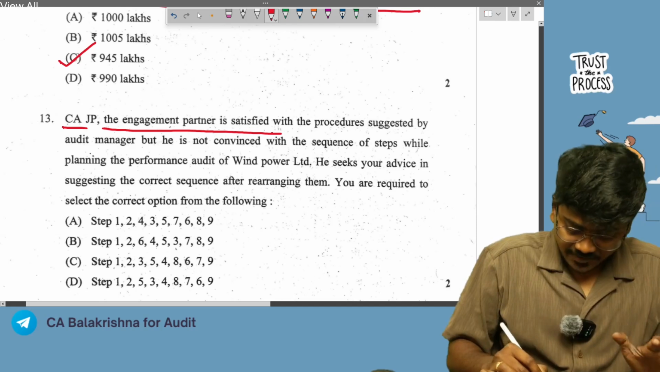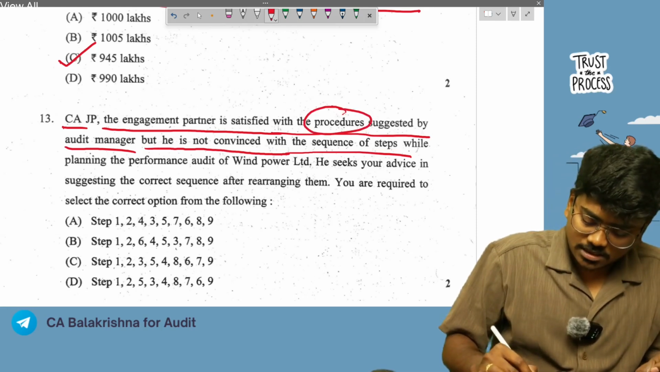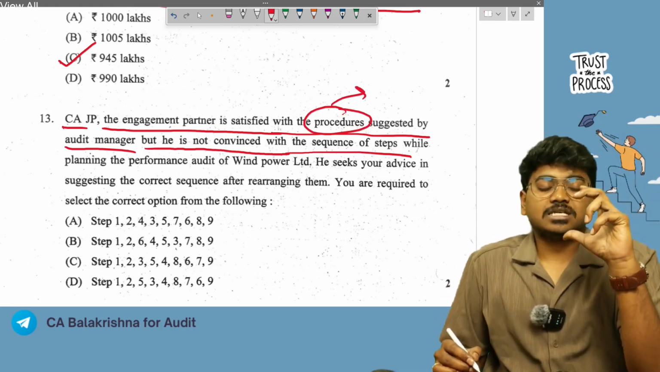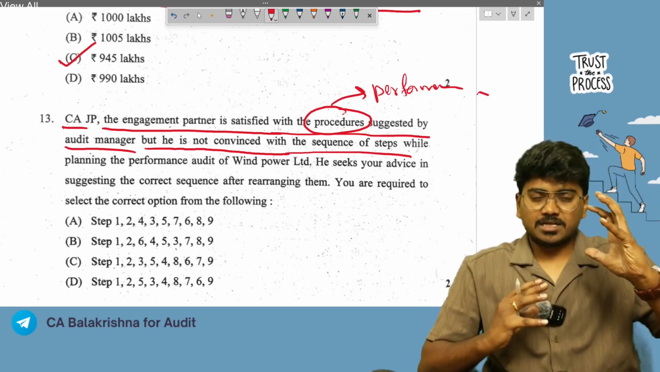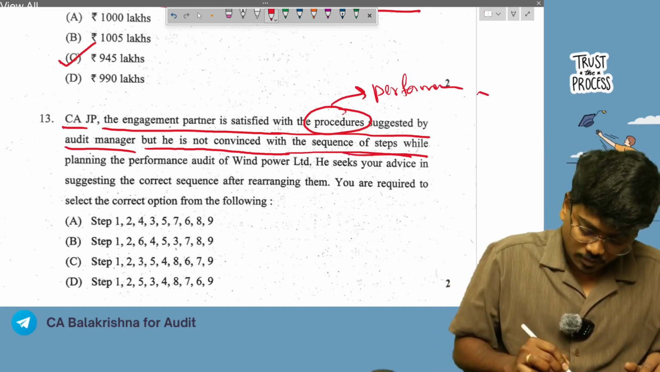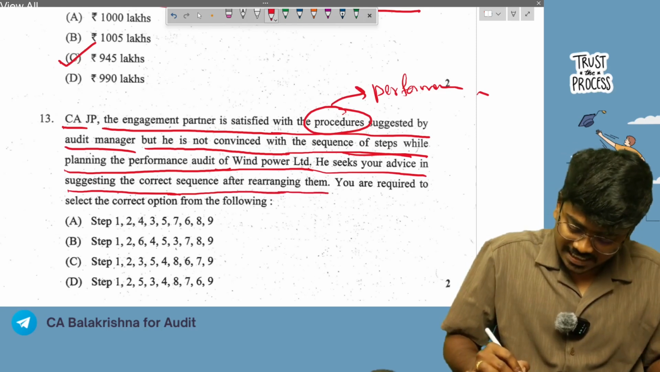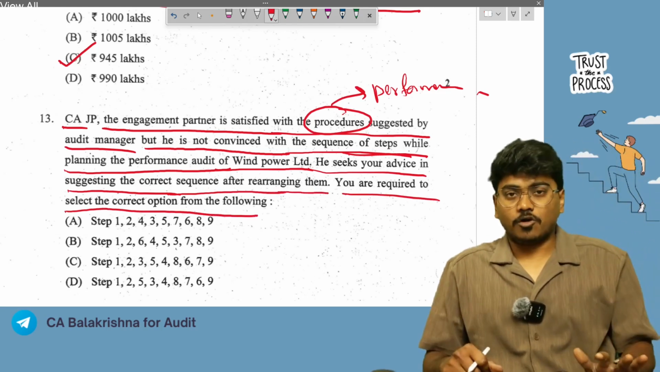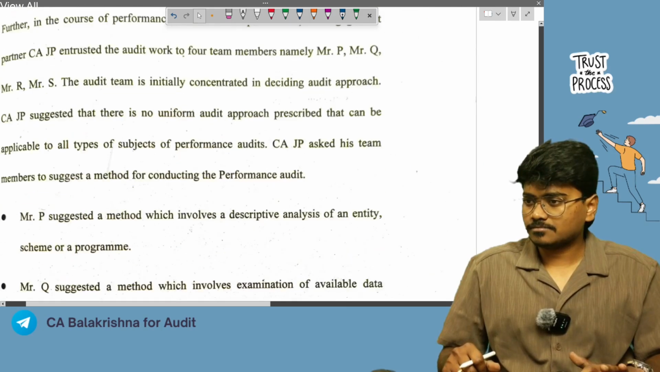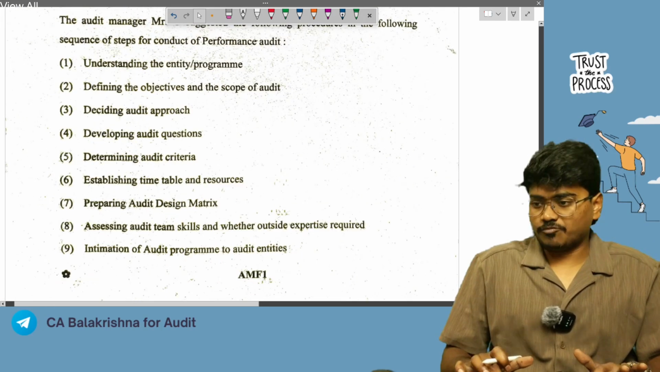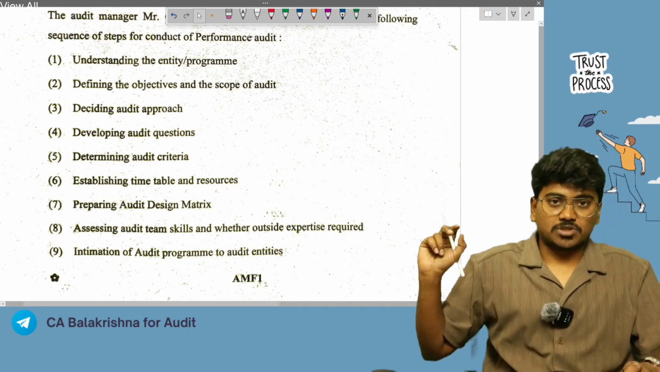Next, CA JP, the engagement partner, is satisfied with the procedures suggested by the audit manager, but he is not convinced with the sequence of steps. See, in the case scenario, the manager has suggested procedures with respect to performance audit. The procedures that he listed are correct only, but the sequence of steps while planning the performance audit of Wind Power Limited is not, so he seeks your advice in suggesting the correct sequence. After rearranging them, you are required to select the correct option. See, they have given the list of procedures, but the sequence in which you will perform these procedures is not correct. So you need to give the correct sequence of procedure for performance audit.